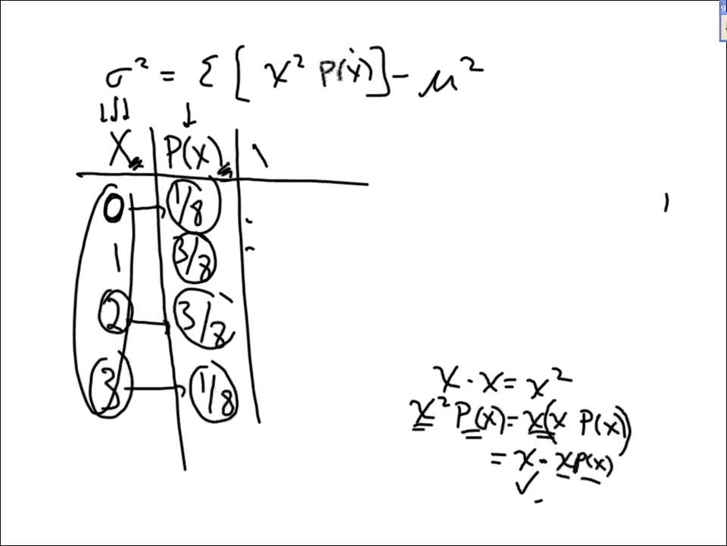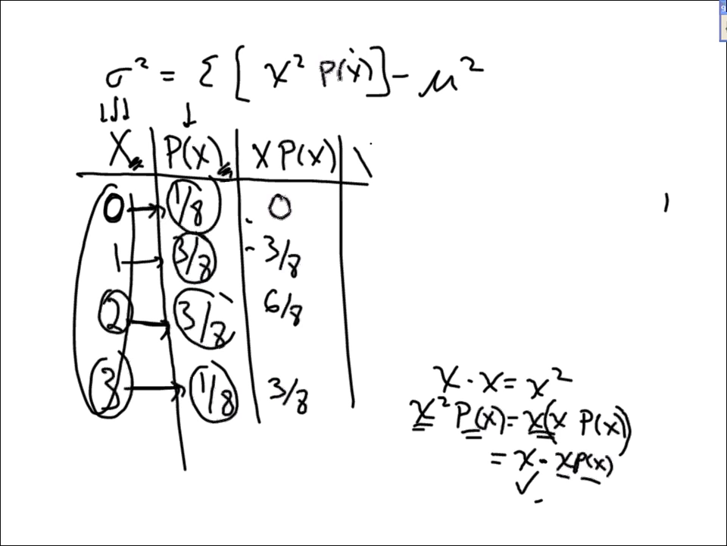Let's first calculate x times p of x. 0 times an eighth is 0. 1 times 3 over 8. 2 times 3 over 8. 3 times 1 over 8. 3 over 8. That's x times p of x.